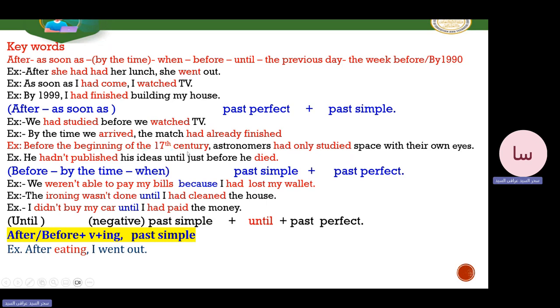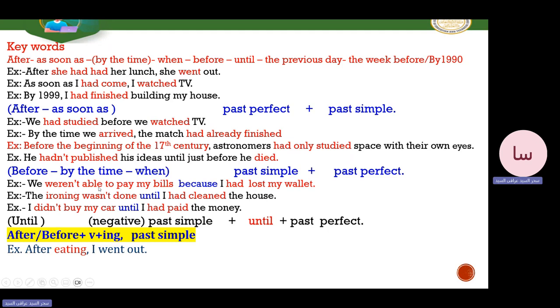Before the beginning of the 17th century. Before the beginning of the 17th century. Before that time, what happened? Astronomers had only studied space with their own eyes. Okay. He hadn't published his idea until just before he died. Before he died, followed by past simple, and before it, past perfect. So before, by the time and when are followed by past simple, then past perfect. Of course, when is changeable, but we focus here on this rule.